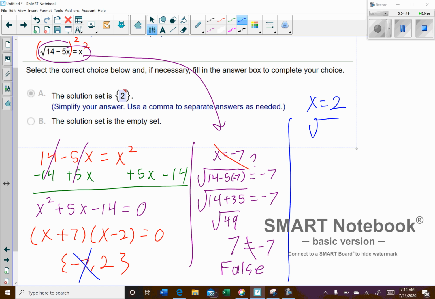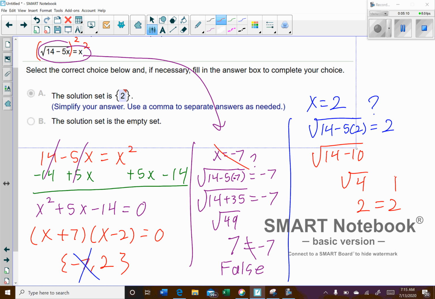So we're going to have the square root of 14 minus 5 times 2 equals 2. Then we end up with the square root of 14 minus 10. 14 minus 10 is 4. The square root of 4 is 2. 2 does equal 2, so that one came back true. And so that answer does work, and you can see that they have that as their answer right there.